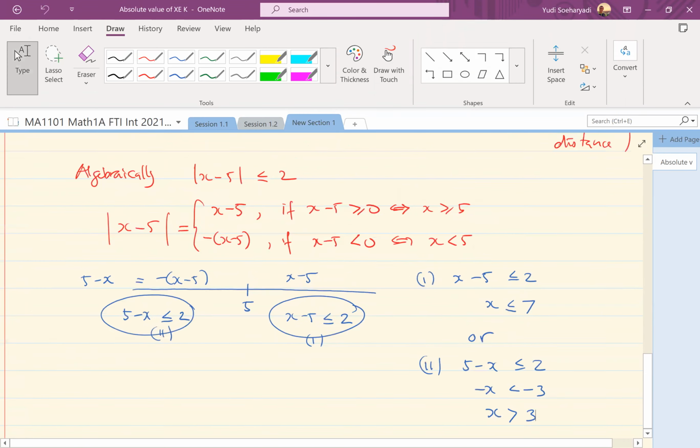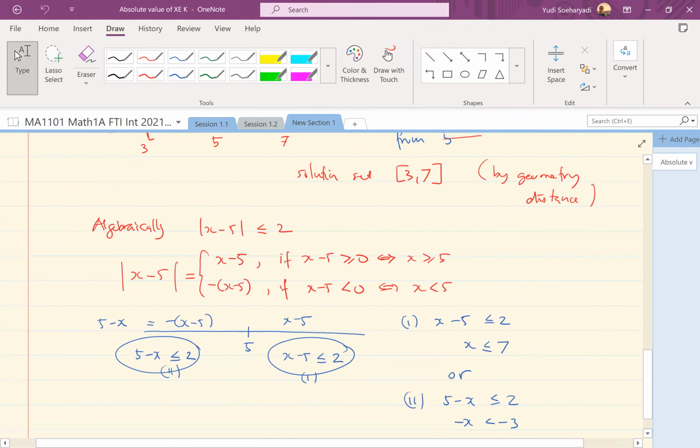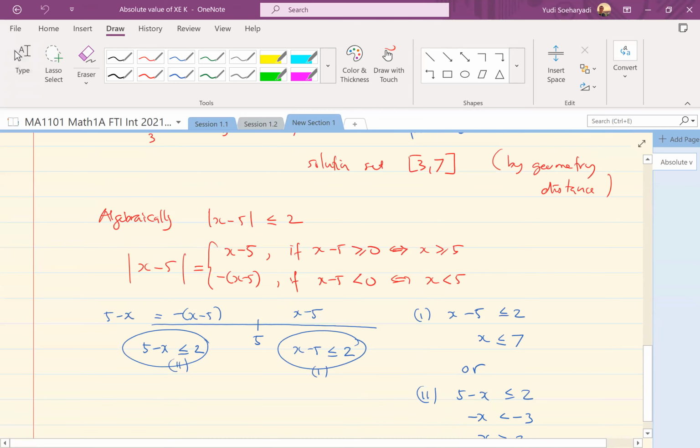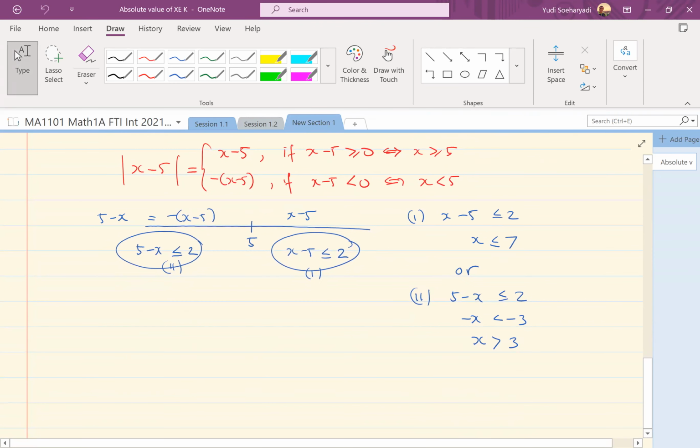X is less than 7, 3. Sorry. What's wrong with this one? I think this is not, or this is n, sorry.